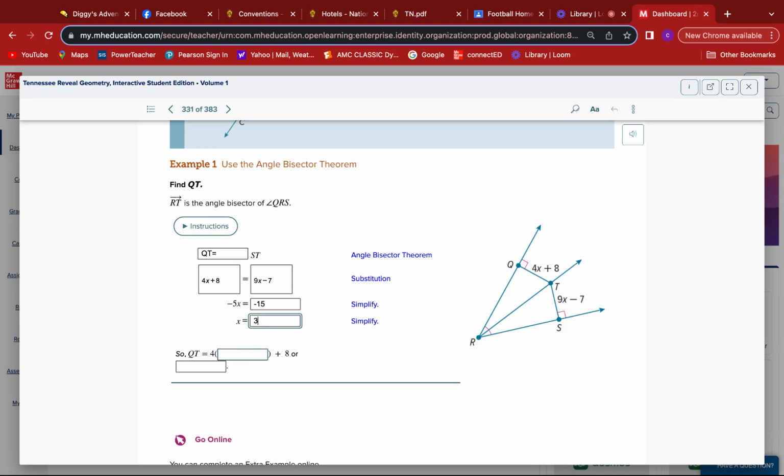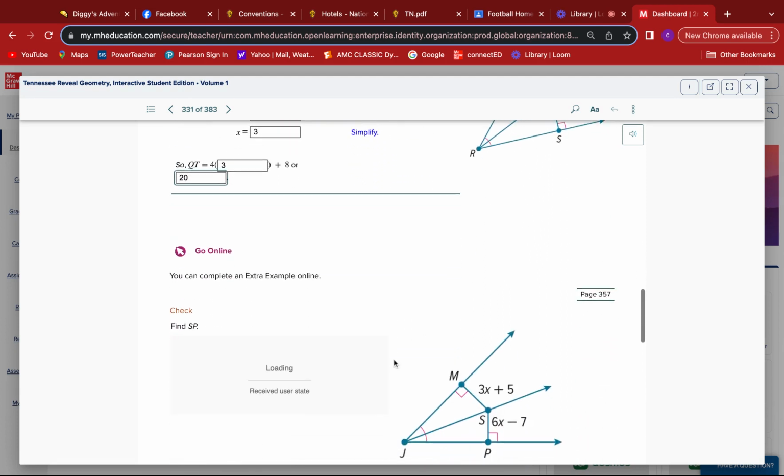And that is the number I'm going to start substituting with, or what we say, plugging and chugging. Now remember, they want QT. So I'm going to replace this x with a 3. 4 times 3 is 12, and 12 plus 8 is 20. So that's what QT is. And again, if you want to check your answer, you can plug in over here. If you get a 20, you know you did something right. If you get something other than 20, you probably made an oops. So 9 times 3 is 27. 27 minus 7 is 20. So we are definitely good to go.